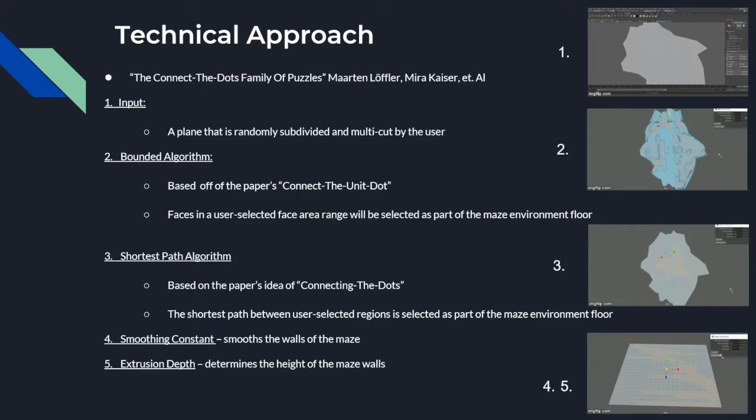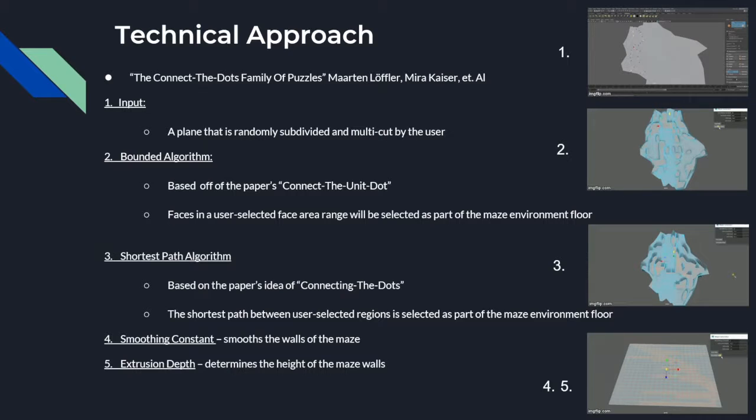In the bounded algorithm using MEL scripts, the area of each face that has yet to be selected is calculated. The user adjusts the minimum and maximum face area sliders in the GUI. When the Generate Maze button is pressed, faces with area weights that are bounded by the user-selected minimum and maximum values are added to the maze floor. Image 2 depicts the results of the bounded algorithm.